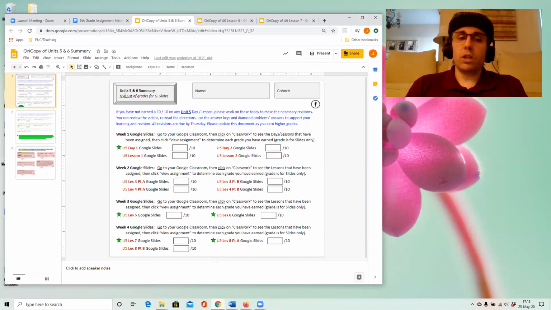It's really important that you do this homework list of your grades, that it's accurate, and that you are actively working on fixing the grades that you did earn if they aren't 8 out of 10s or 10 out of 10s.